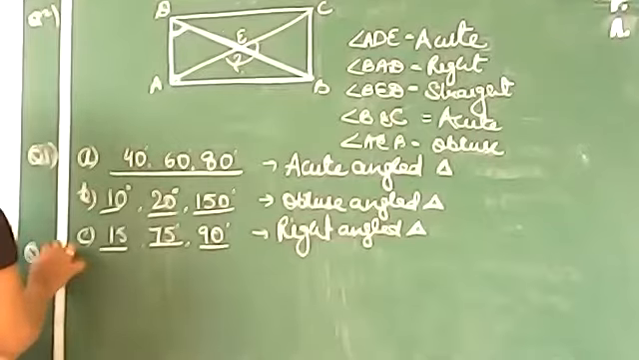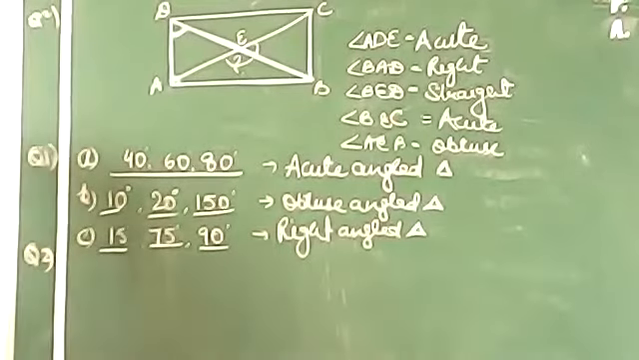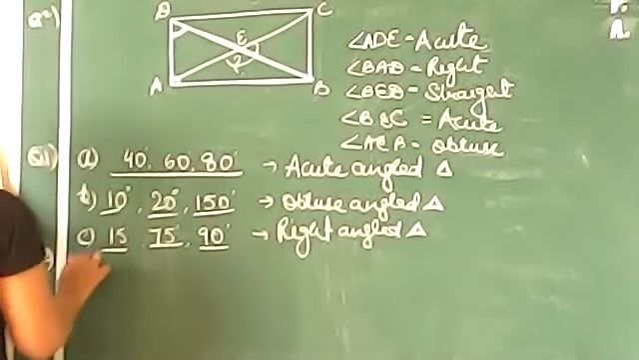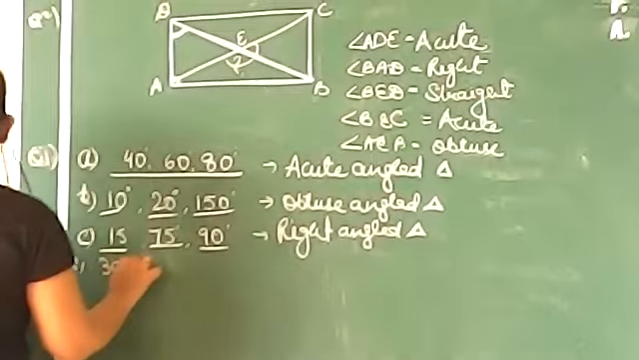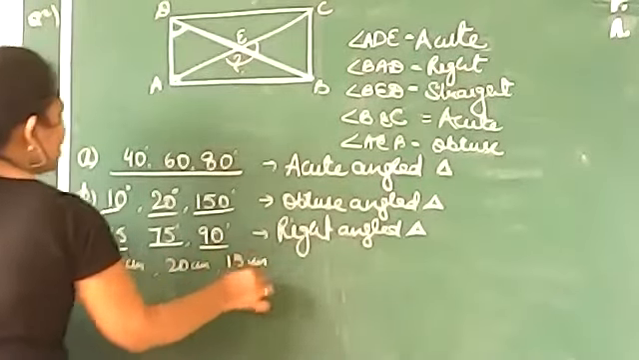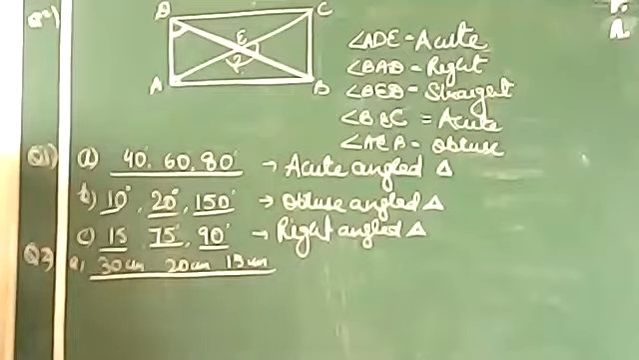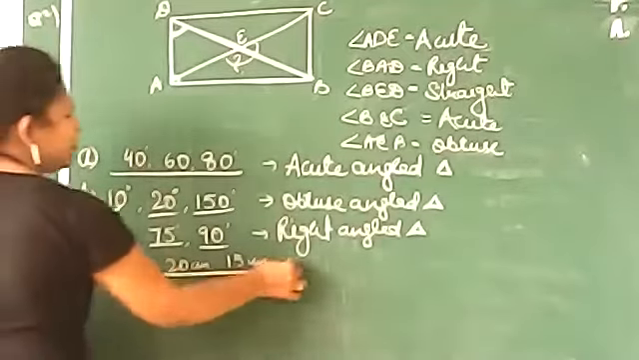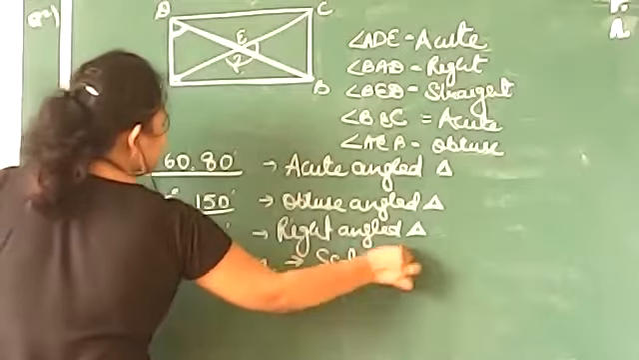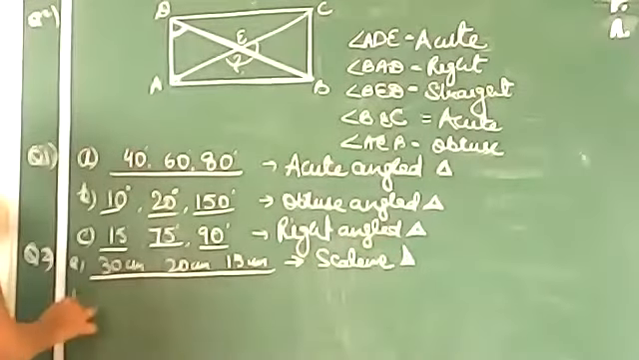Question number 2, beta. Question number 2 is telling here, you have to classify the following triangles according to the length of their side. Now this time we have sides. First one is 30, 20, 15. All 3 sides are of different lengths. Scalene triangle. Just a minute, Rishabh, I will give you time. Scalene triangle.